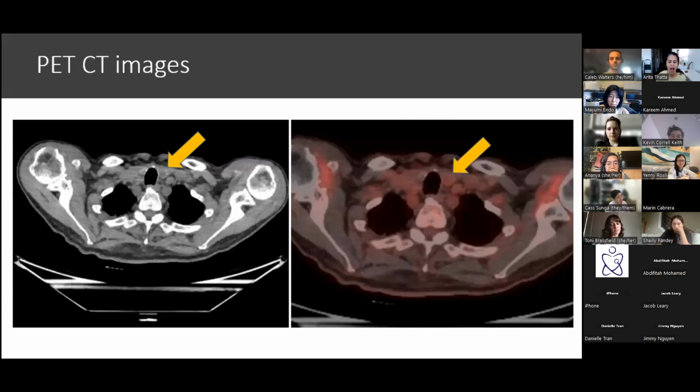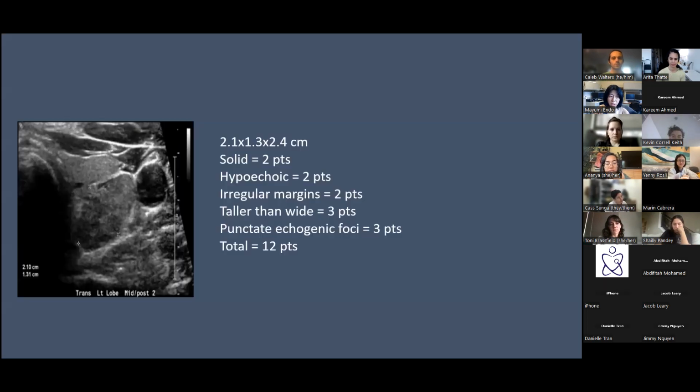All right, so that's a CAT scan. You see this nodularity here, and they did the ultrasound, and they found this thing sitting on the left thyroid. It measured 2.1 by 1.3 by 2.4 centimeters, so it's solid. It's dark, so it's hypoechoic. It's kind of hard to say from here, but it had a regular margin. It's taller than wide if you look at it, and it has some calcification. So is this actually a low risk nodule or a high risk nodule?